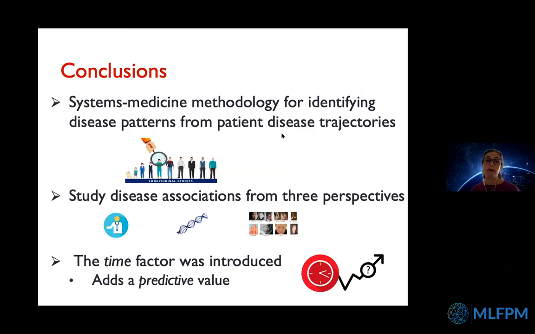So to summarize the conclusions of what I presented today, the main conclusion is that we have developed this systems medicine methodology for identifying disease patterns from patient disease trajectories. This approach studies associations or similarities between diseases from three different perspectives. And it's also important that we introduce the dimension of time into consideration for the clustering algorithm.